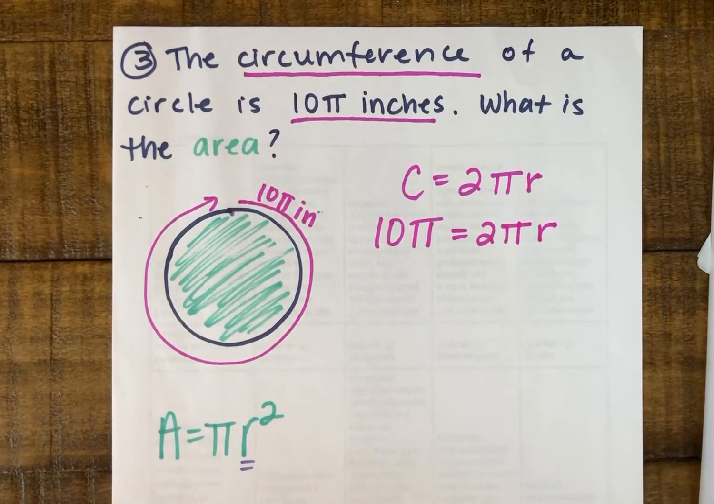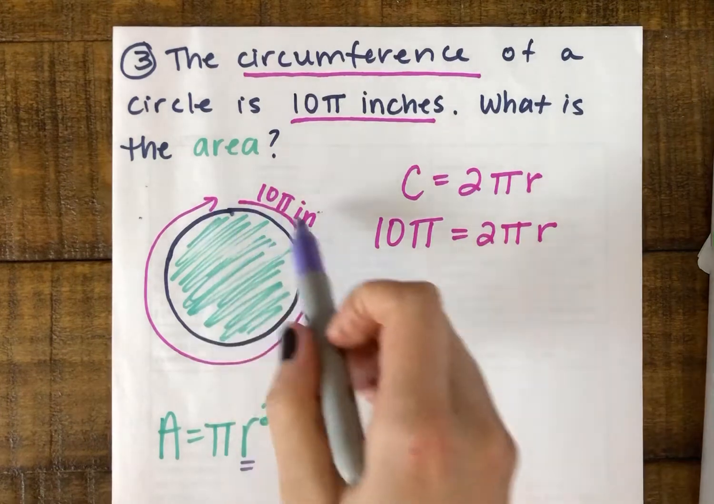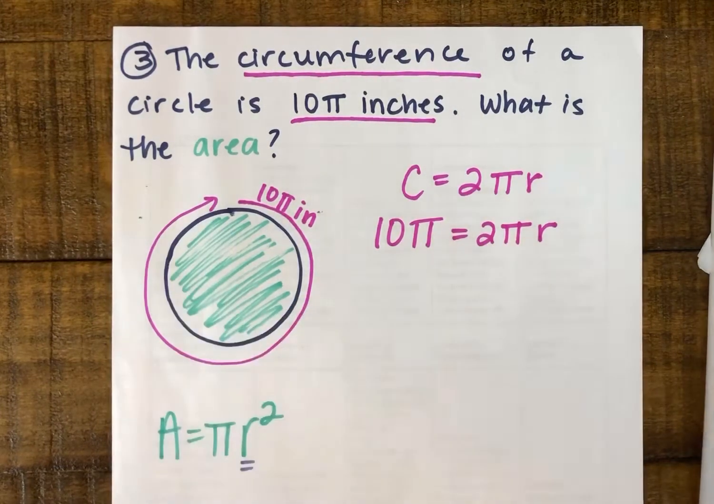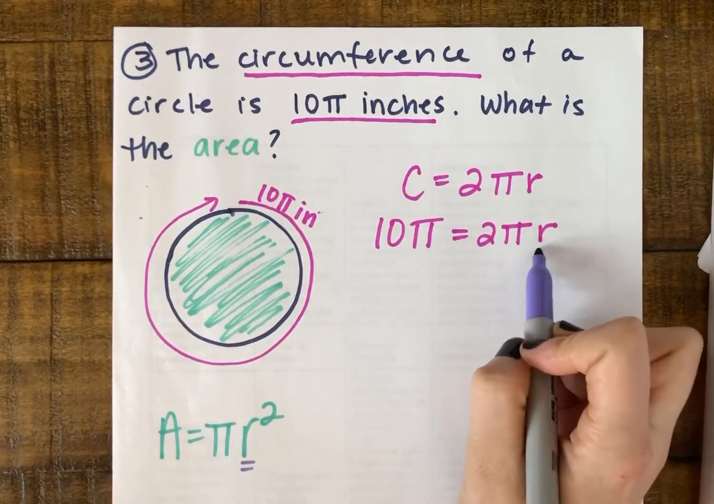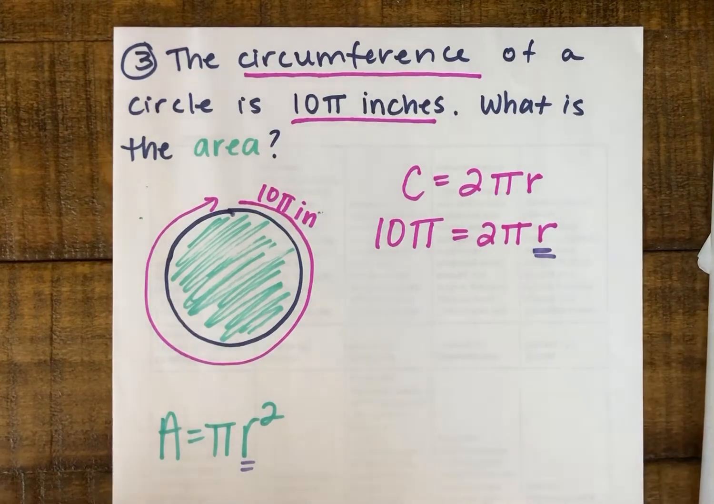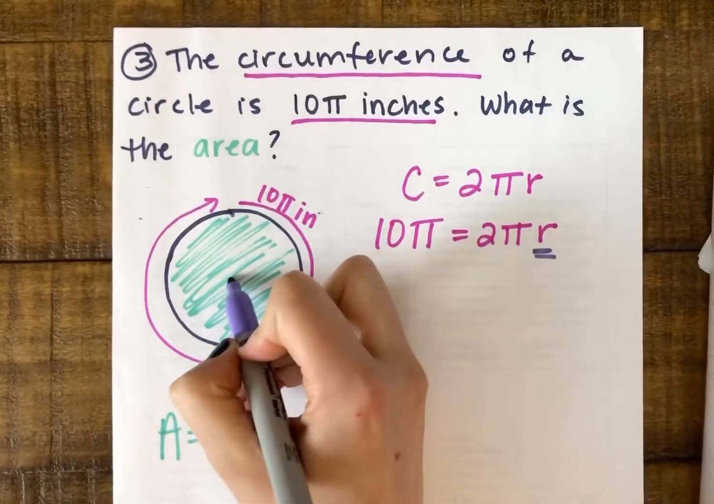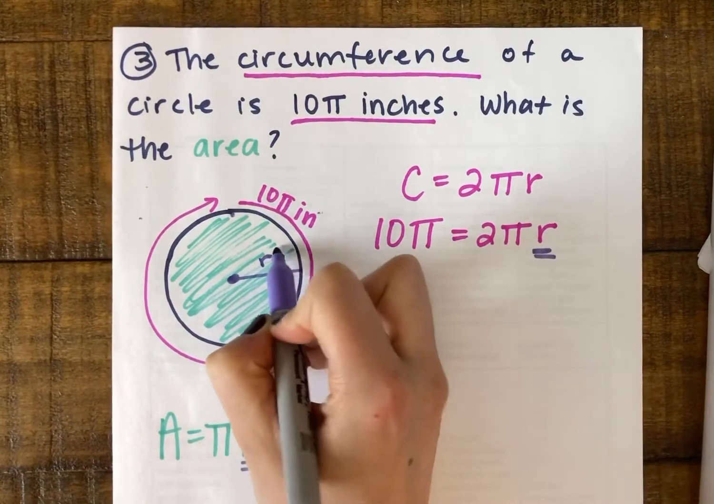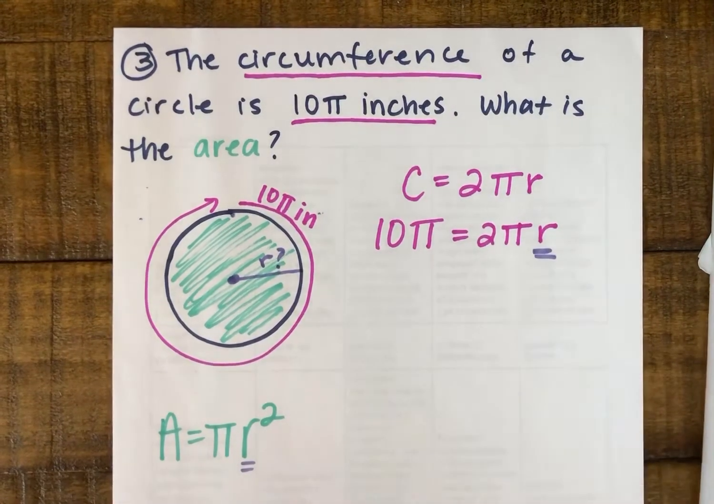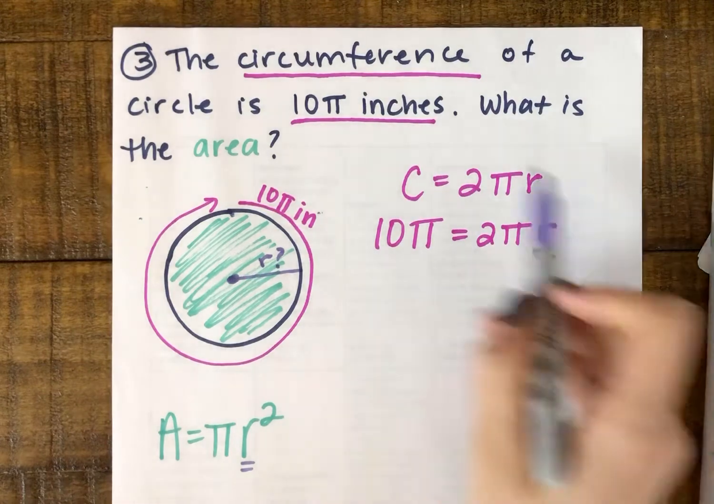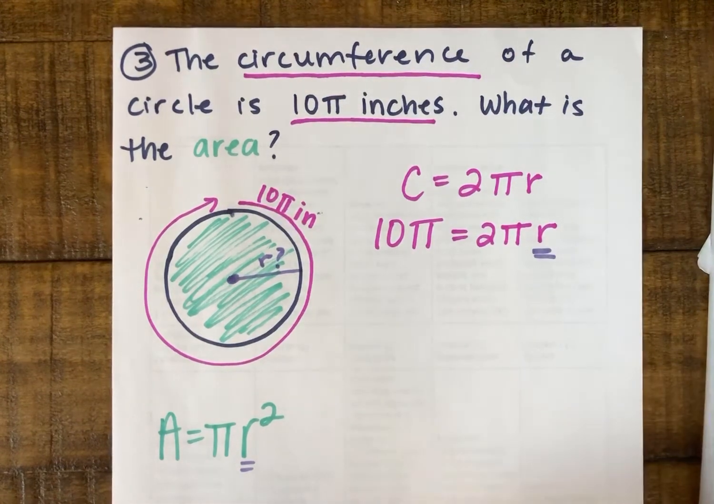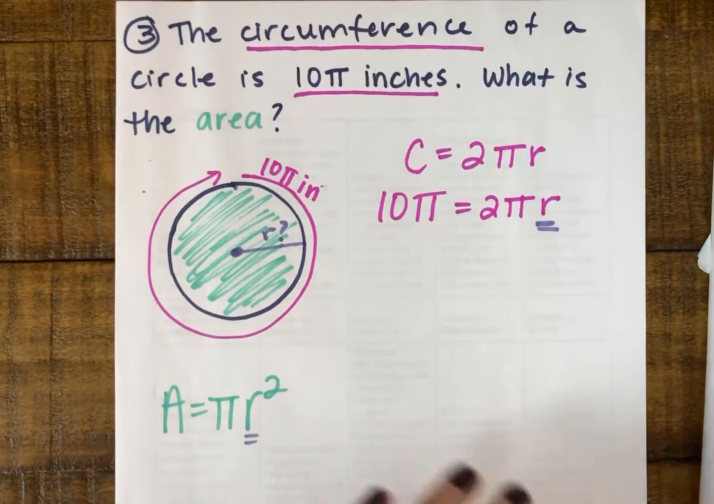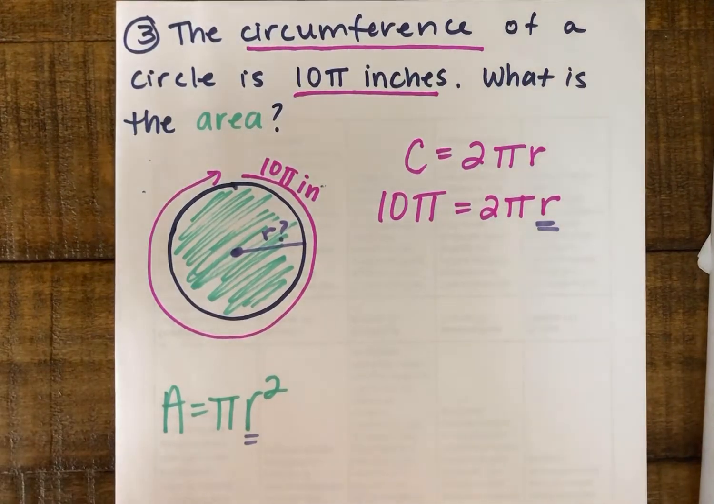And at this point, I don't know my radius. I just know how far around I am. But I know I can use this equation here about the circumference to figure out what that radius is. So this is what I'm going to try and find first. What is that radius that gives us our 10 pi circumference? It's kind of like we have a little equation to solve. Yes, there's pi in it, which is kind of confusing, but we can do it.